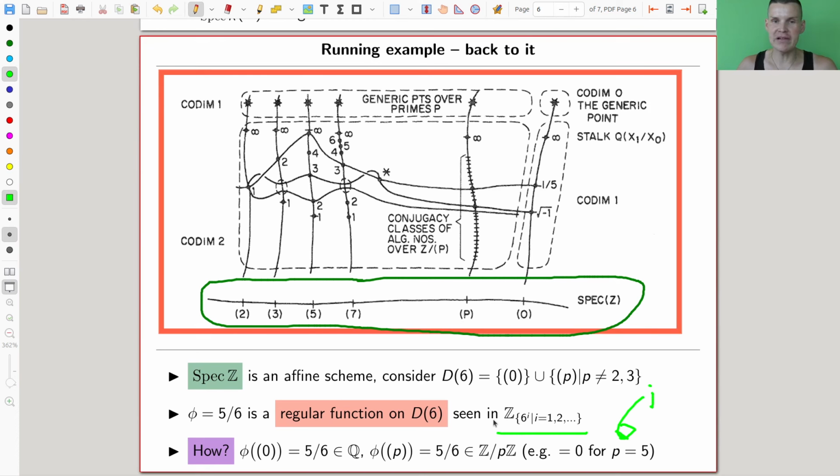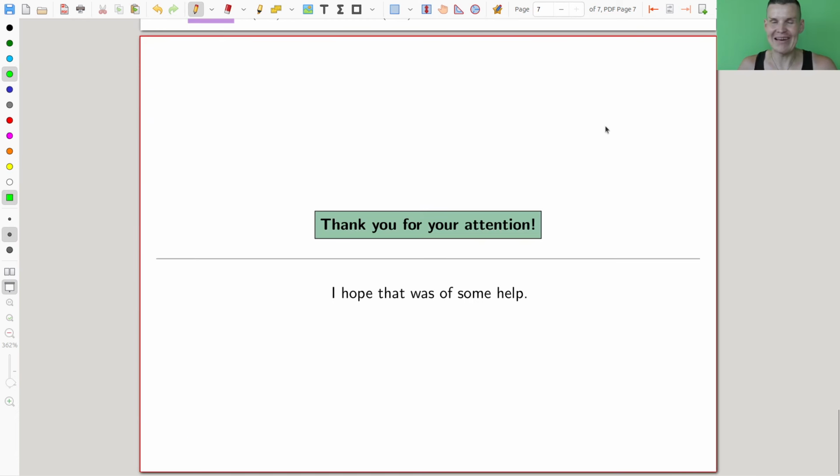Yeah, and the brilliance in this construction was to replace a map to the ground field by a collection of fractions in the correct localization.